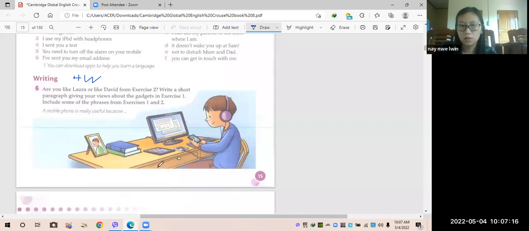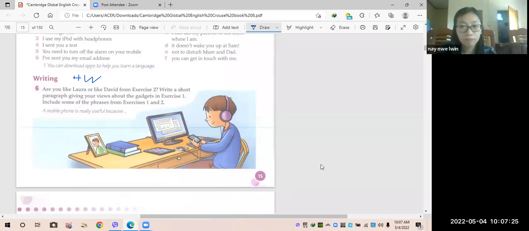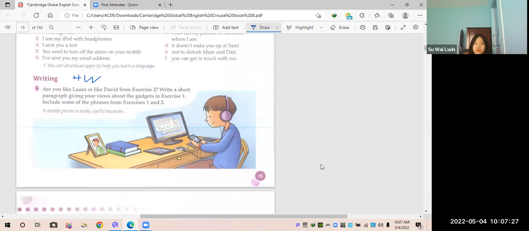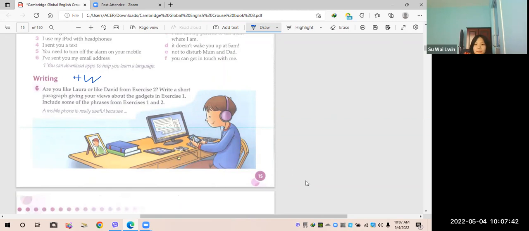So number 6, sure, page number 15 will be homework. Teacher, I would like to know what's the word count for the writing. You mean what limitation? Yes. I don't give you any limitation. You can write as much as you can. Don't make it too short. Okay.